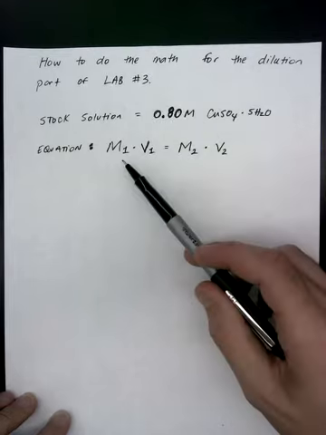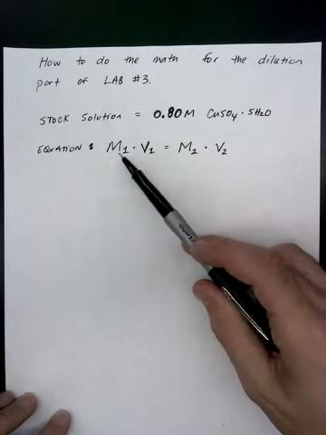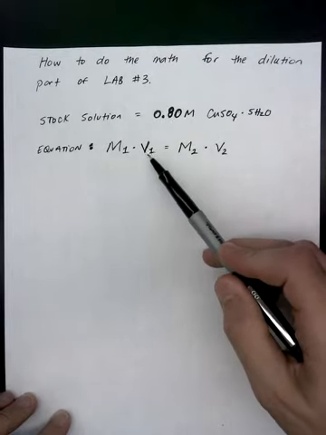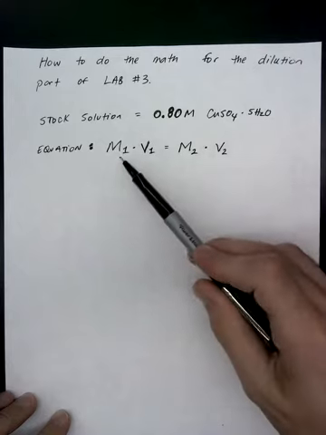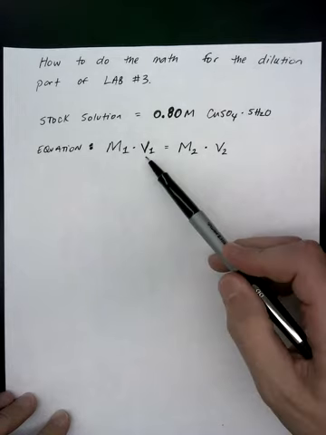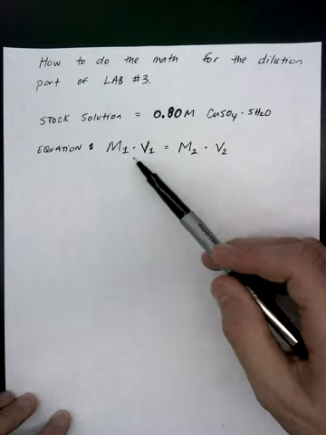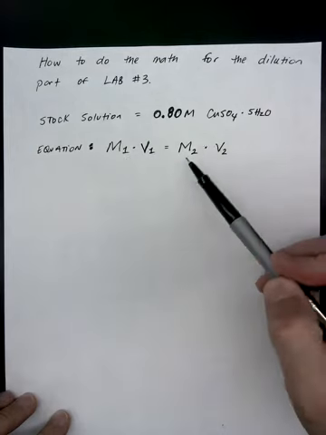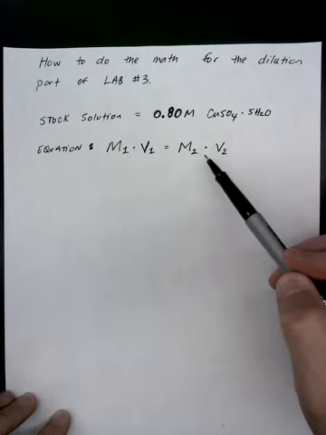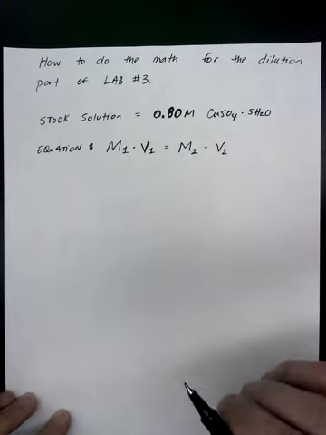The equation to do dilution problems is M1 times V1 equals M2 times V2, M standing for molarity, V standing for volume. So you multiply whatever you call the 1 values, and I'll talk about that in a second, and the 2 values together, and we can solve for any variable here, just doing a little algebra. So here is an example.